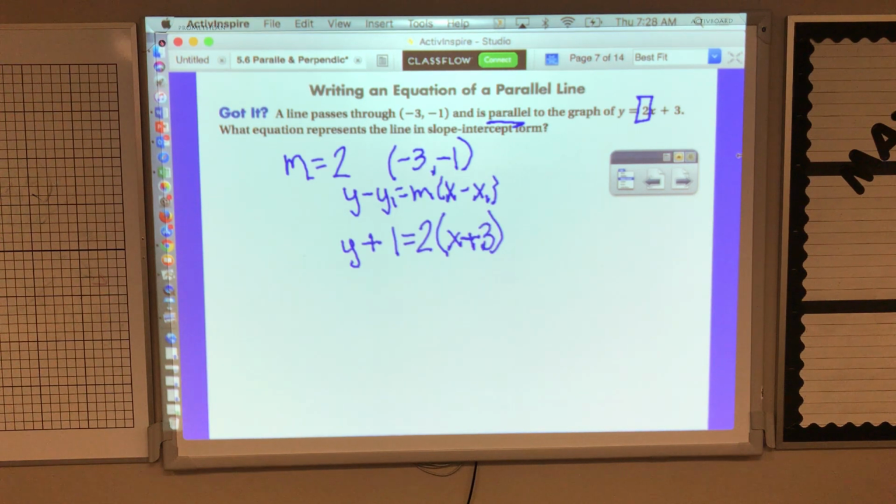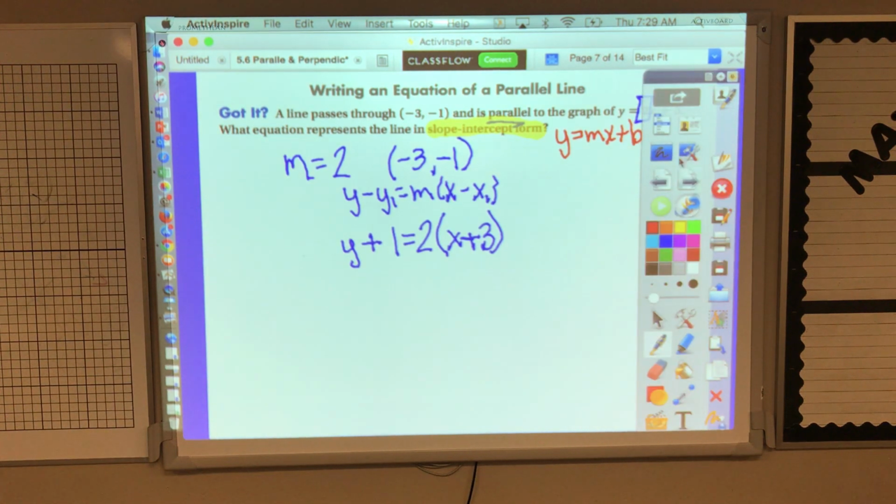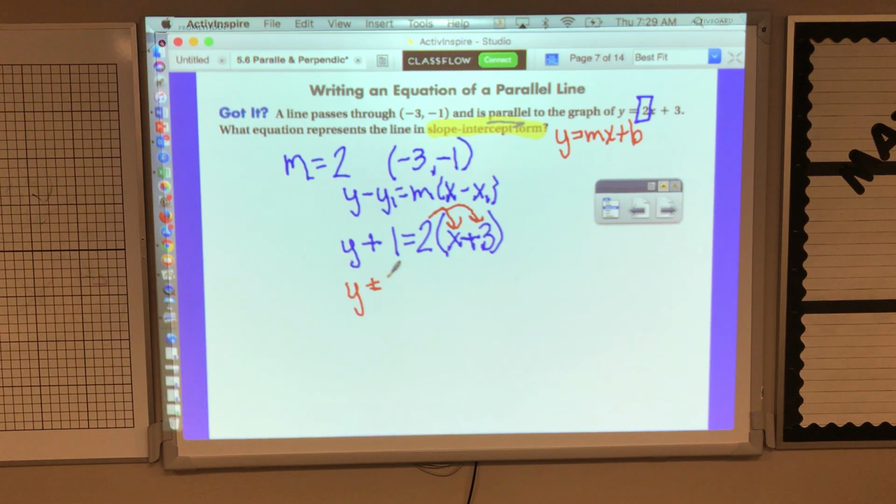So I wrote my equation, but the problem is that they want my equation to be in slope-intercept form, right? Which means I need my final answer to be in y equals mx plus b. So in order to get there, I need to convert my starting equation to slope-intercept form, which means I need to get rid of my parentheses. Remember, we do that by distributing. So y plus 1 equals 2x plus 6.